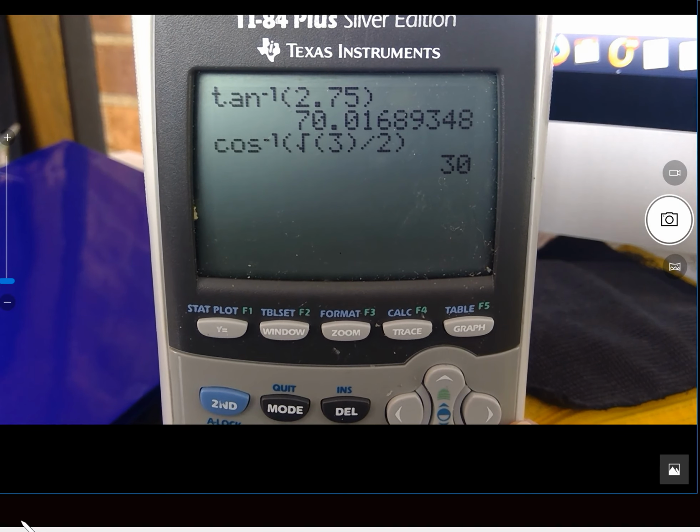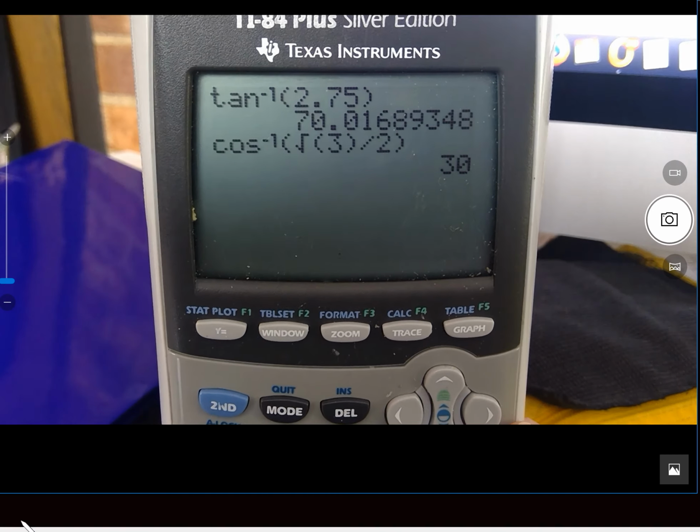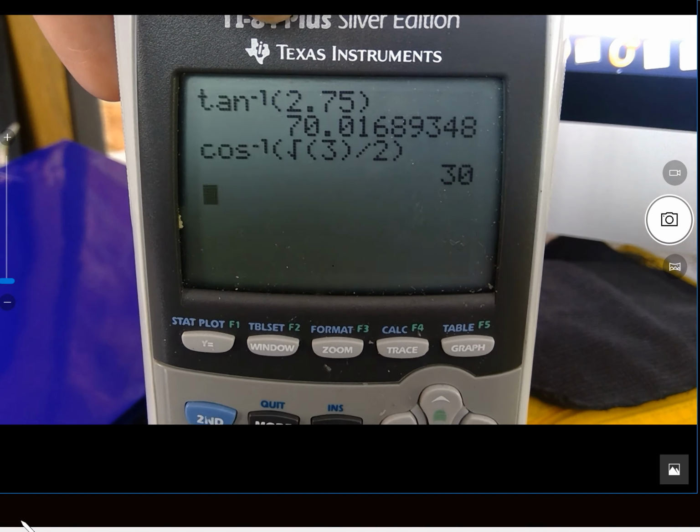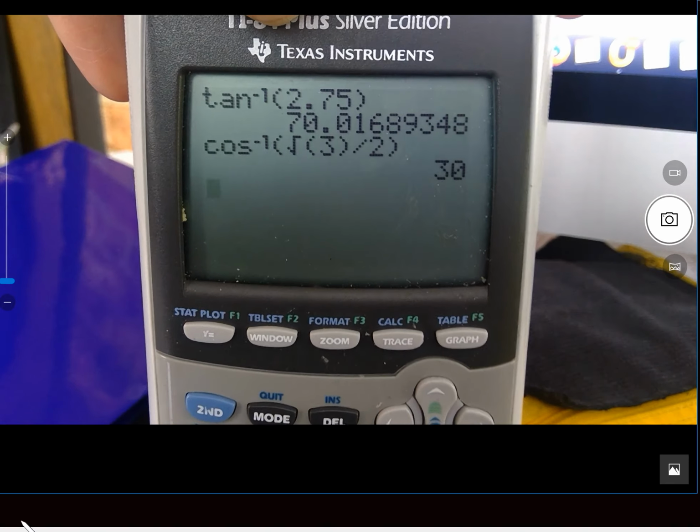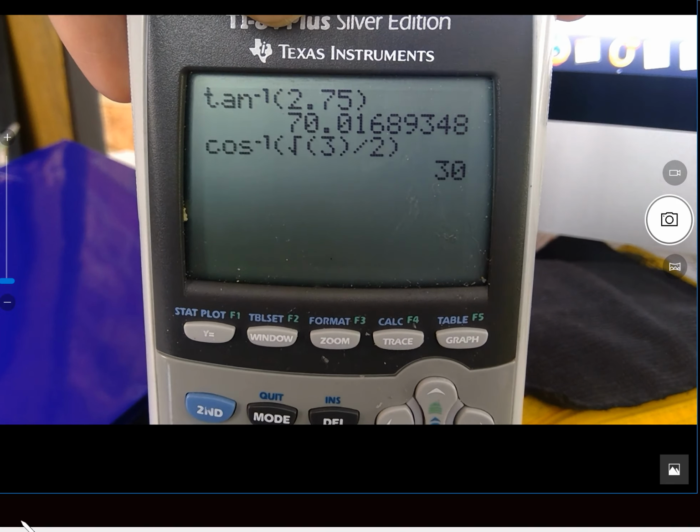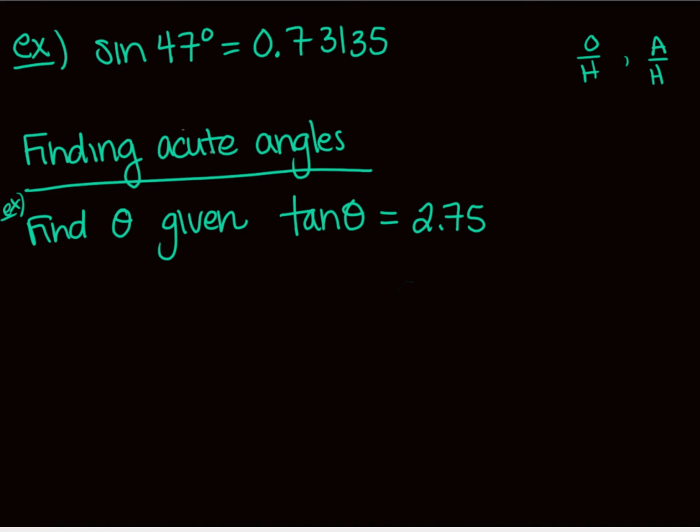That's really all I'm going to say about those inverse functions. For right now, we can use them to find theta, but it's much more complicated than that when it comes to talking about what it means to be an inverse. Okay. So find theta given that tangent of theta is 2.75. Using our calculator, we find that theta is approximately 70.02 degrees. And we'll talk about what the radians mean another time.